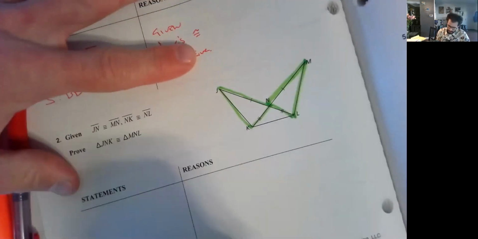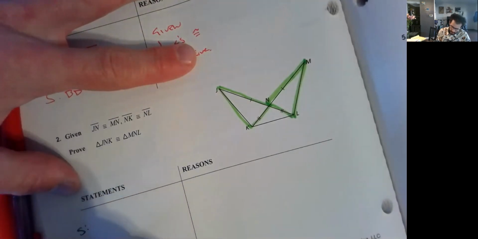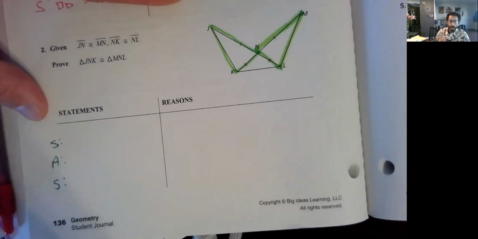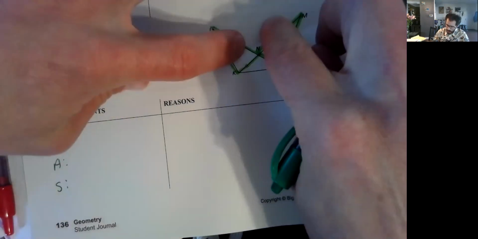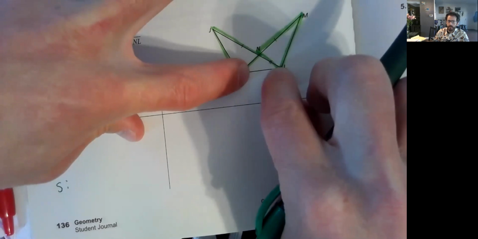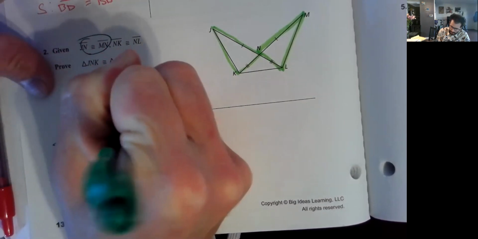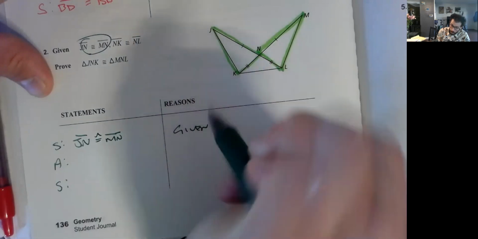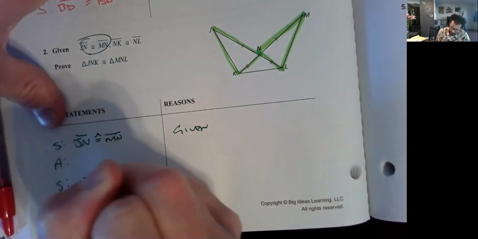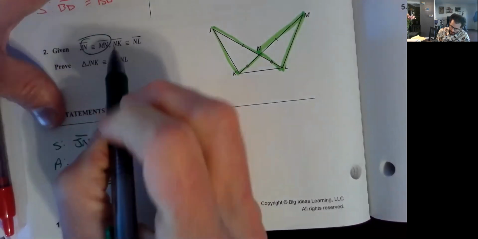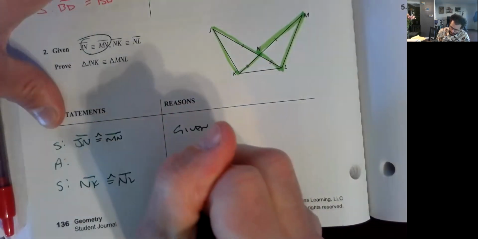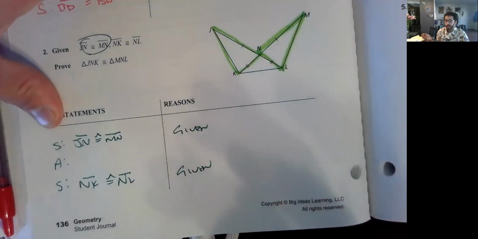So, SAS. Okay. All right, well, wait. Side, side, side, side. What's missing in SAS, or side, angle, side? Okay, so we have these two sides. They give us that JN is congruent to MN. Ooh, and we can skip down here. They give us that NK is congruent to NL. So I guess it's really just the angle.